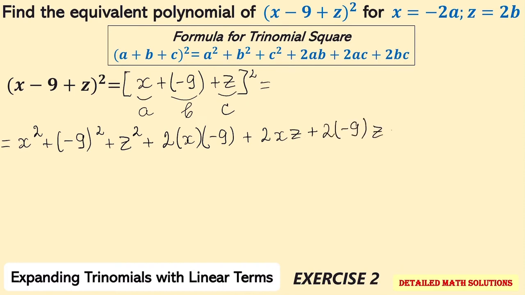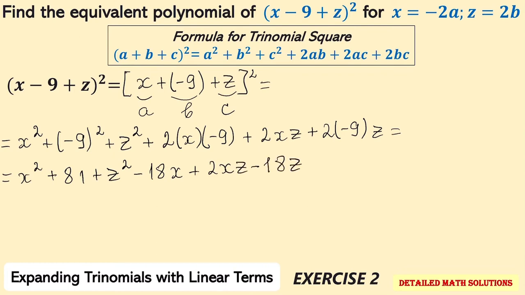z. And when I simplify further, this equals x squared plus 81 plus z squared minus 18x plus 2xz minus 18z. As a next step, I need to substitute x with negative 2a and z with 2b.